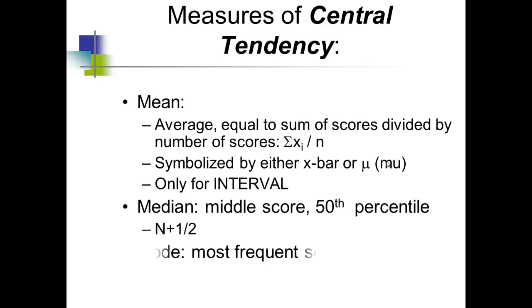Okay, measures of central tendency, we tend to get those with mean, median, and mode. Means are averages. Basically, you add up all the scores and divide by n. It is symbolized by x with a bar over the top of it, or mu. And you usually only use those for interval level variables. Median is basically the middle score. You sort all the data and then you find the very middle. And then you have mode, which is the most frequent score.